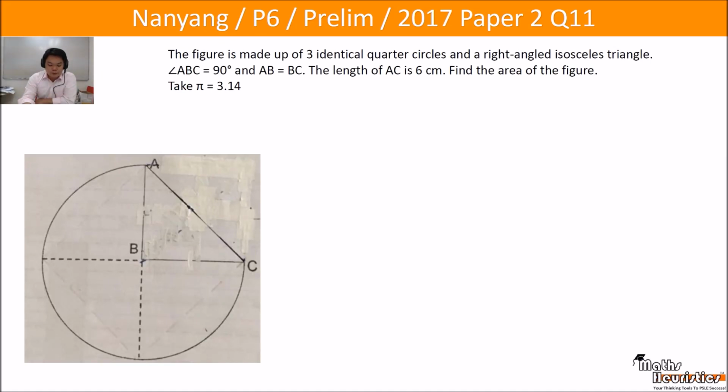The figure is made out of three identical quarter circles and a right-angled isosceles triangle. Angle ABC is equal to 90 degrees, and the length of AB is equal to the length of BC. The length of AC is 6 cm. Find the area of the figure taking pi to be 3.14.